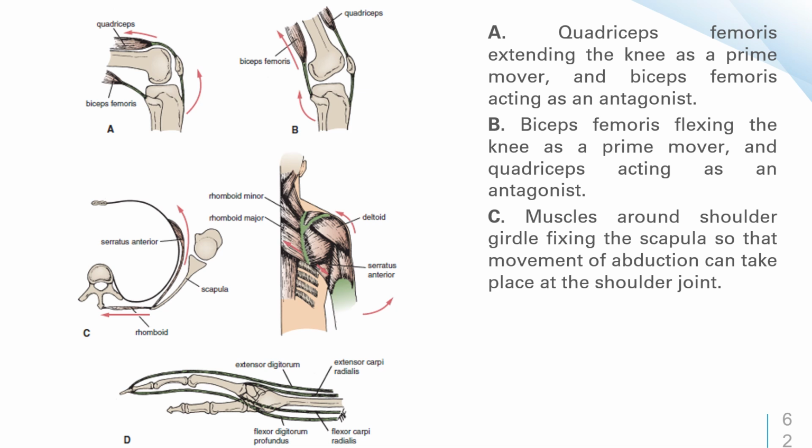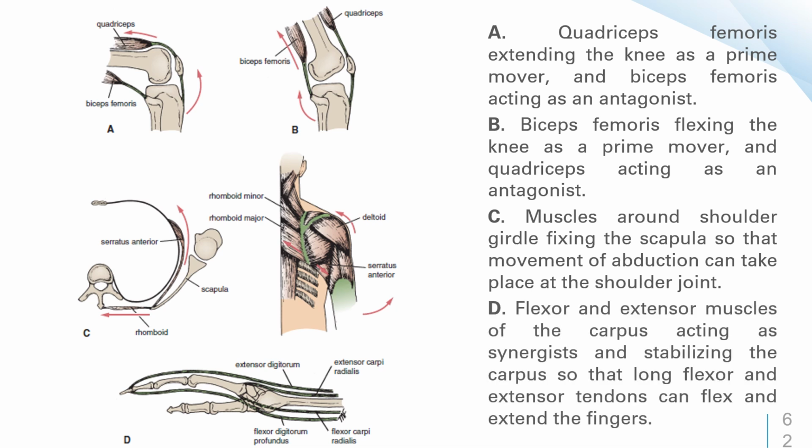How about letter C? So the C is a muscle or muscles around the shoulder girdle, fixing the scapula so that the movement of abduction can take place at the shoulder joint. And letter D, flexor and extensor muscles of the carpus acting as synergists and stabilizing the carpus so that long flexor and extensor tendons can flex and extend the fingers.